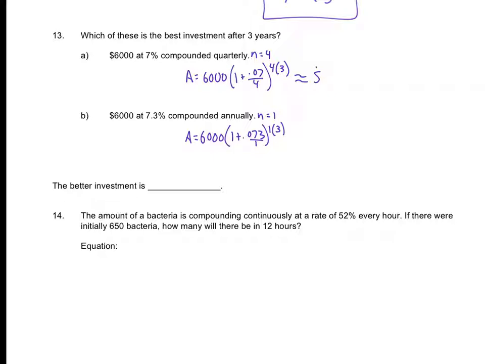Calculate that out, we get $7,388.64. And for this one, we get $7,412.26. So for comparing, we want the one that has the most. The better option is B.